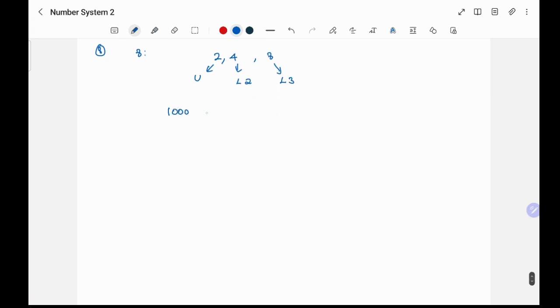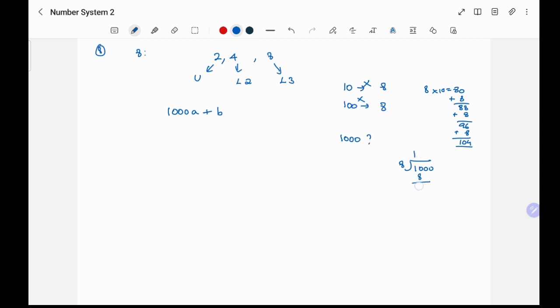Again, any number I am writing in the form 1000a plus b. Again, 10 is not divisible by 8, and 100 is not divisible by 8. Why? Because 8 into 10 gives 80, plus 8 gives 88, plus 8 gives 96, and the next is 104. So 100 never comes into the picture. So we go for 1000. Is 1000 divisible by 8? Let's see.